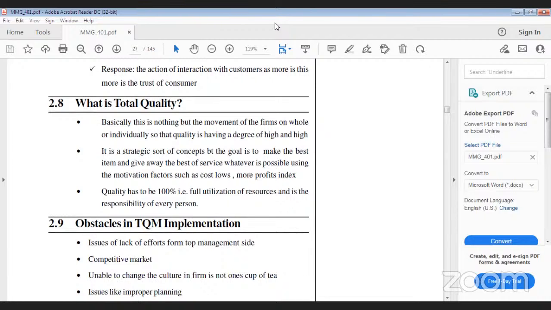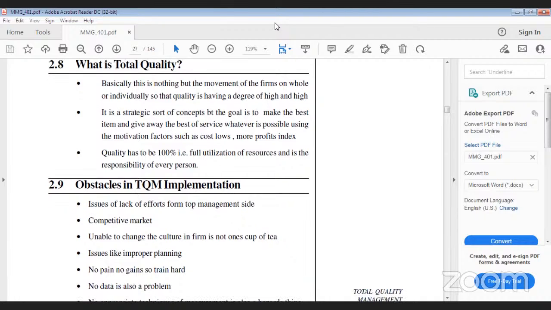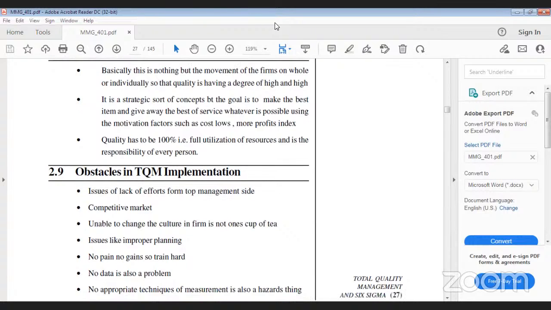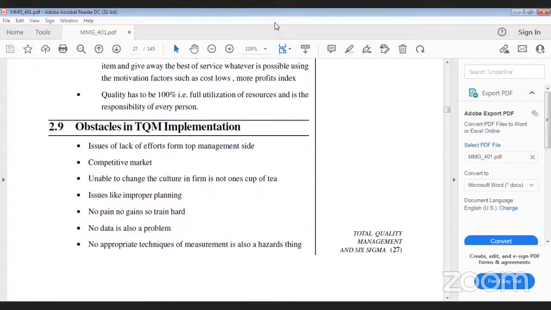There are some obstacles in implementing total quality. What are they? First, lack of effort from top management. Second, a competitive market. Next, inability to change the culture. Next, improper planning. Then no pain, no gain, so train hard. No data is also a problem, as are inappropriate measurement techniques. Continuous improvement is necessary for TQM, so always try to improve.